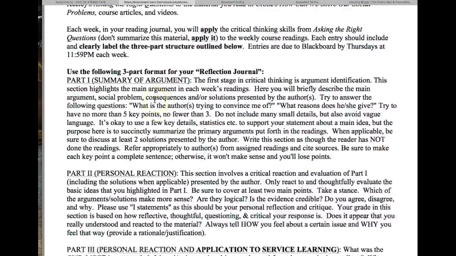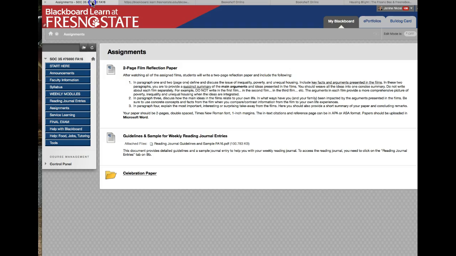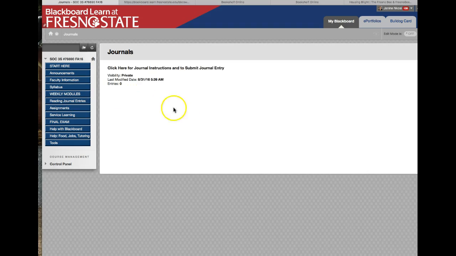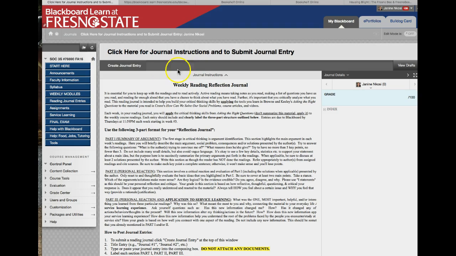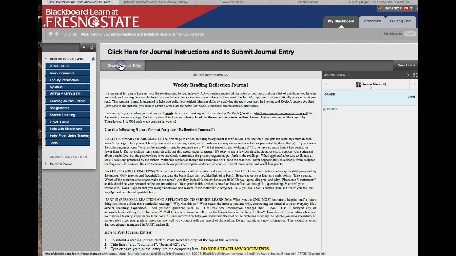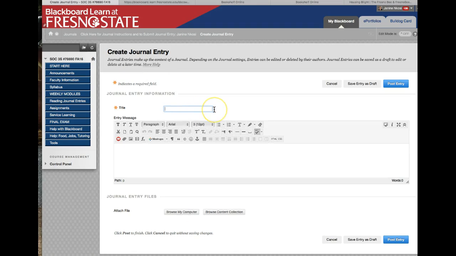And so then after you write up your journal entry, make sure you do it on a Word document and you save it for your own records. And then you're going to come over here to reading journal entries, and you are going to click right here for the journal entry instructions and to submit your journal entry. You're going to create your journal entry, give it a title. So we'll just do journal entry number 1.